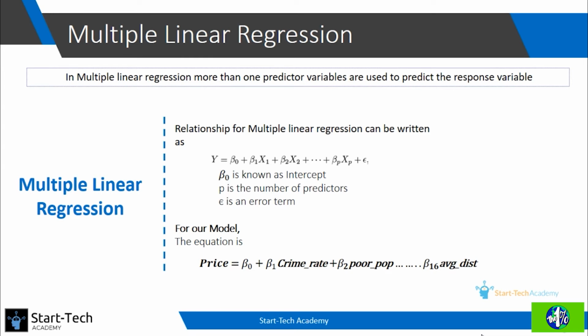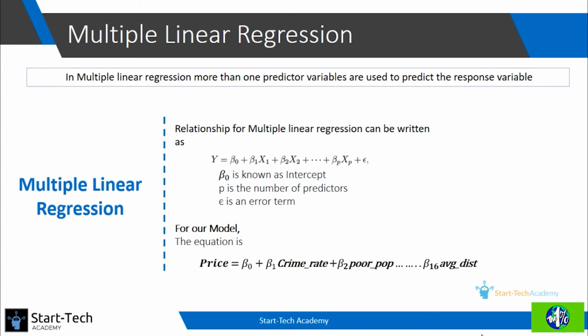Mathematically, for multiple linear regression, the equation can be transformed as below. Y is equal to beta 0 plus beta 1 times x1, the first predictor, plus beta 2 times x2, the second predictor, and so on till the last predictor. Here p is the number of predictors, and this last term, epsilon, is the error term, the error of this predicted Y from the actual Y.